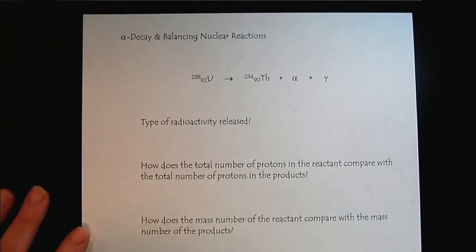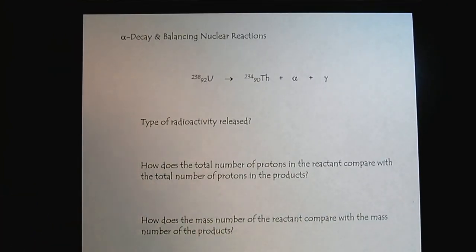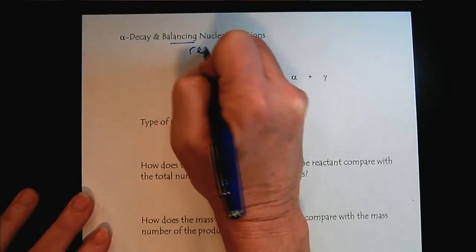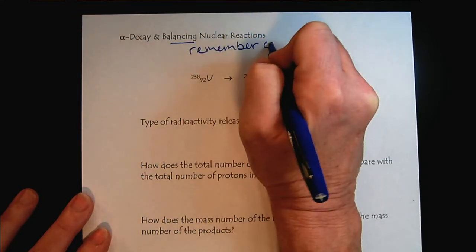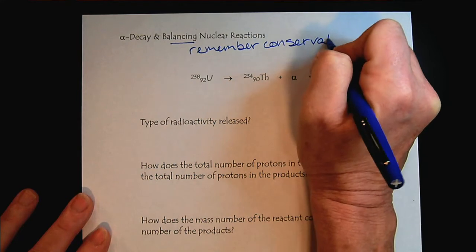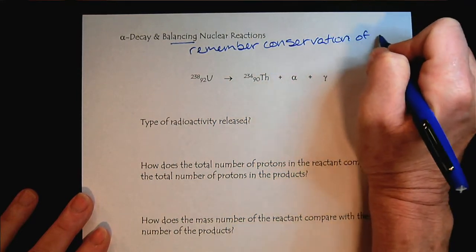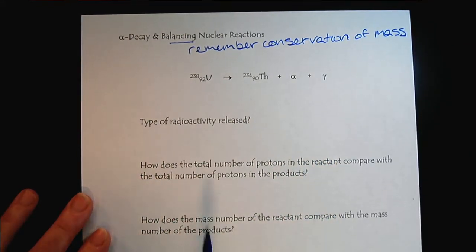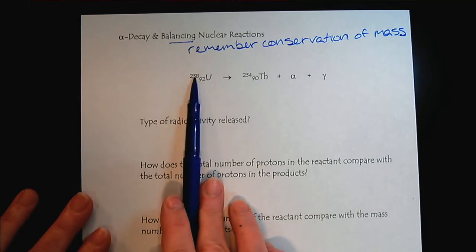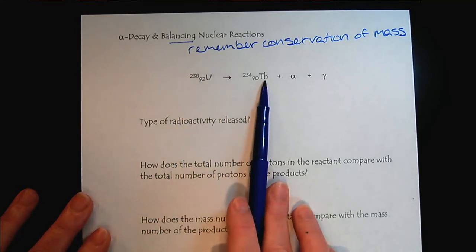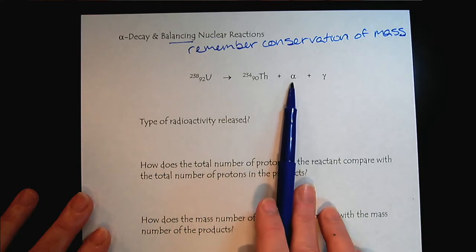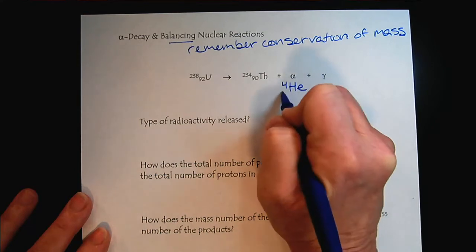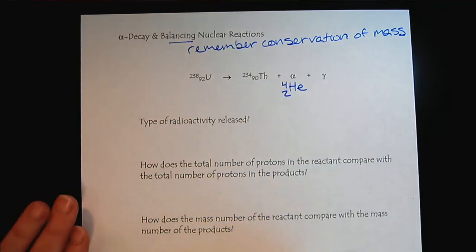We'll start with alpha decay. The key is really in the balancing, so just remember conservation of mass. Matter cannot be created nor destroyed. If we look here, we see uranium-238 will decay into thorium-234, releasing an alpha particle and a gamma ray. When we see the alpha particle, remember to think about the helium nucleus.